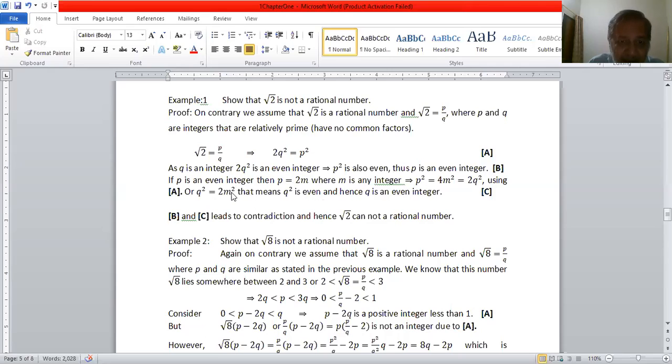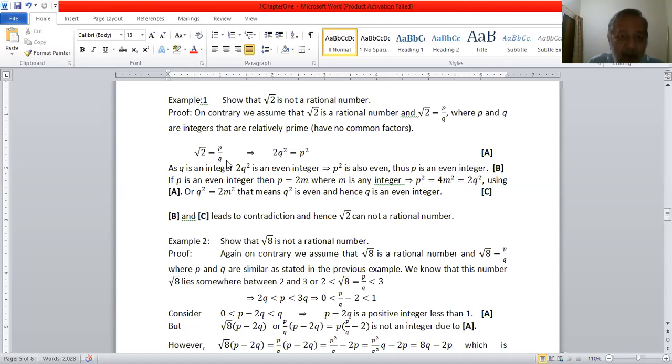2m square is an even integer. That means q square is even. If q square is even, hence q is even. B conclusion था कि p is even, और C conclusion आ रहा है कि q is even.